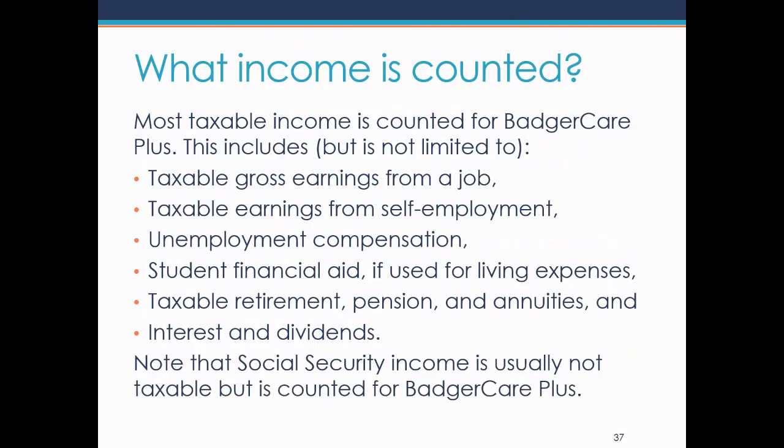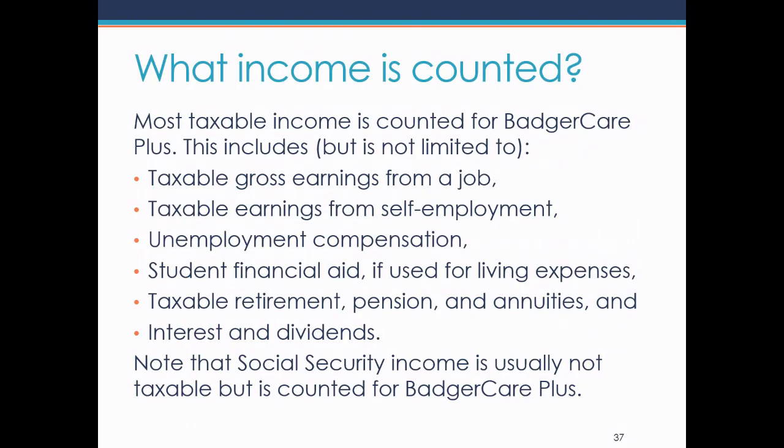Most taxable income is counted for Badger Care Plus. This includes, but is not limited to, taxable gross earnings from a job, taxable earnings from self-employment, unemployment compensation, student financial aid if used for living expenses, taxable retirement, pension, and annuities, and interest and dividend income. I want to point out that Social Security income is usually not taxable, but it is counted for Badger Care Plus, unless it's income of a child or tax dependent under the income limit for that expected to be required rule.